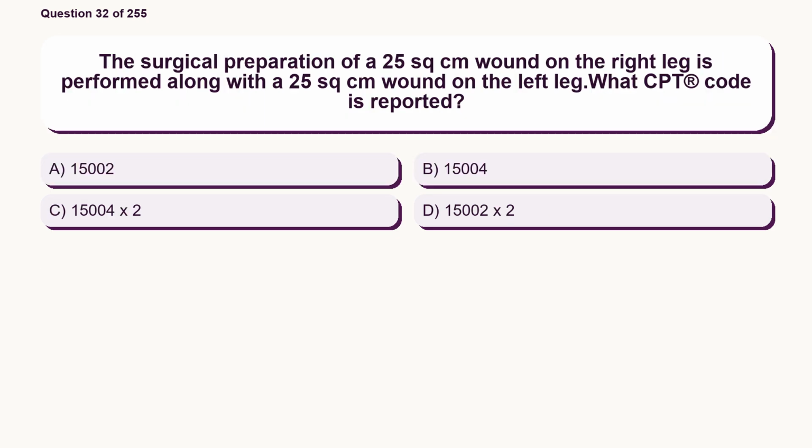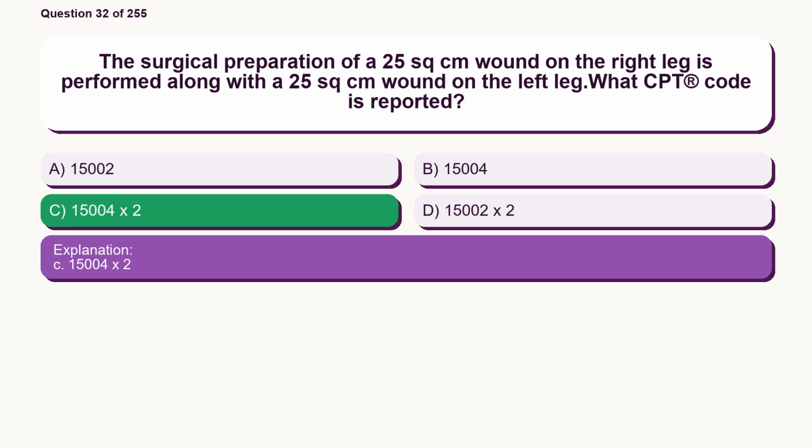Question 32. The surgical preparation of a 25 SQCM wound on the right leg is performed along with a 25 SQCM wound on the left leg. What CPT code is reported? Option A, 15002. Option B, 15004. Option C, 15004x2. Option D, 15002x2. The correct answer is option C, 15004x2. C, 15004x2.